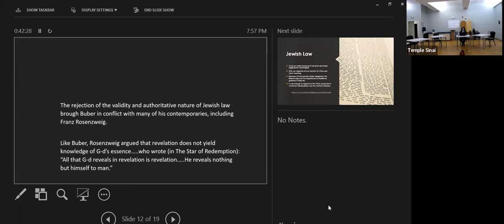Rosenzweig argued that revelation doesn't yield knowledge of God's essence. All that God reveals in revelation is revelation in and of itself. God reveals nothing but himself to man. So it goes back, Gil, to what you said earlier. It just is. It's not something that can be replicated or understood in a definitive way, but is in fact the revelation of God.